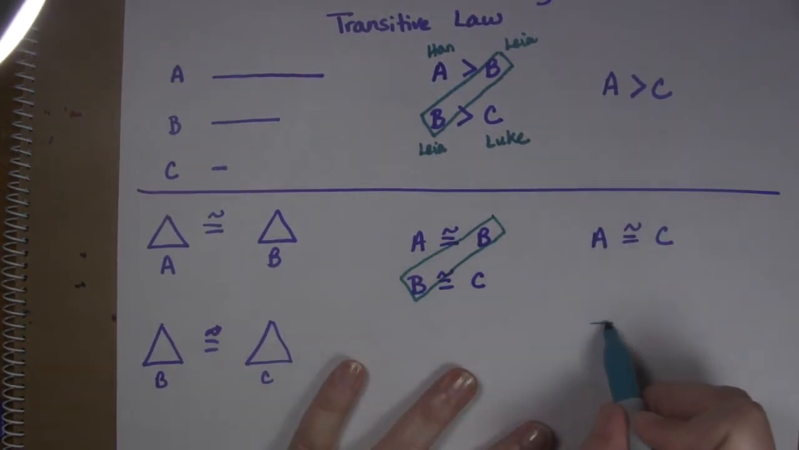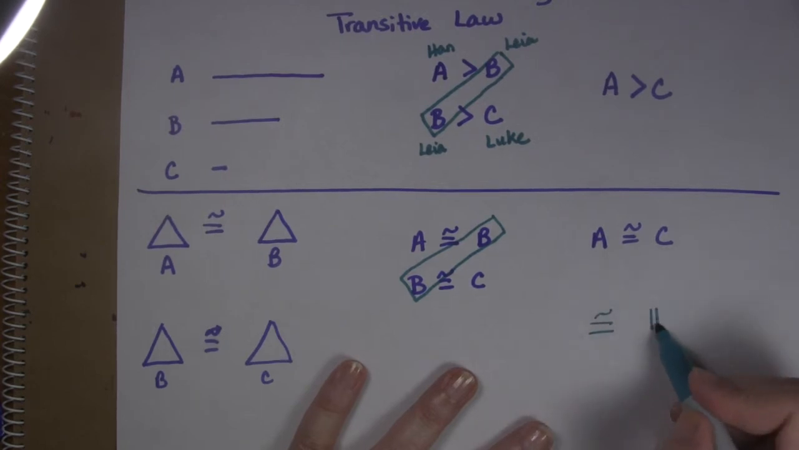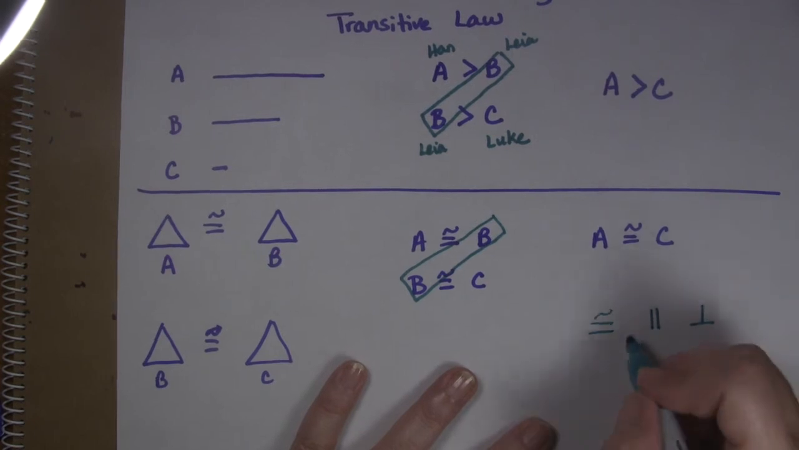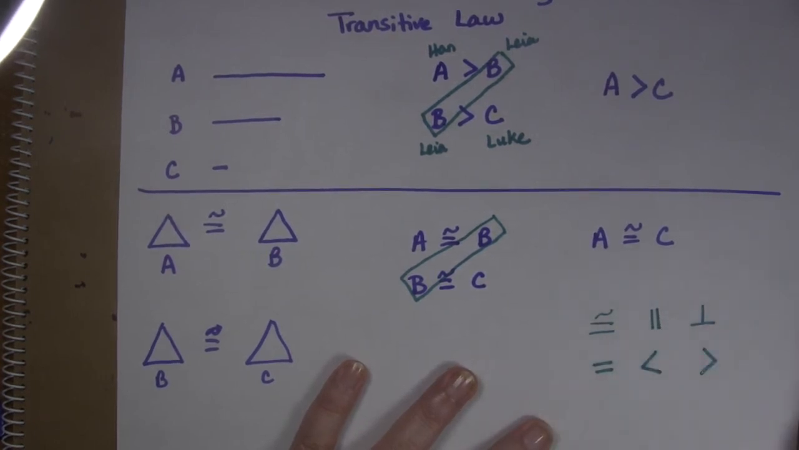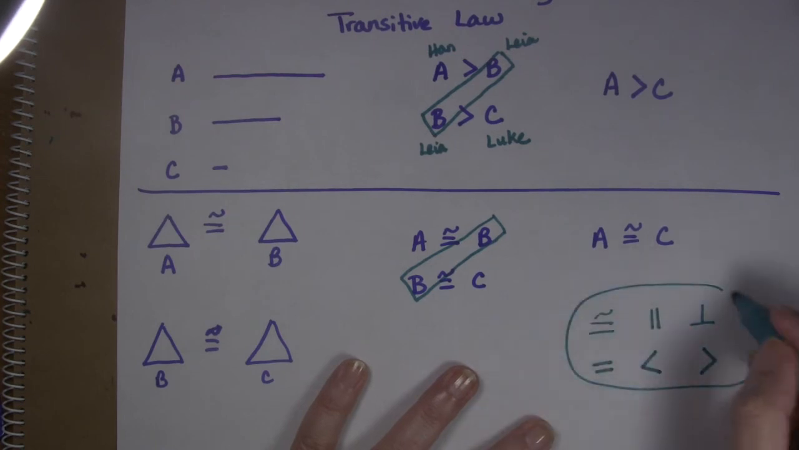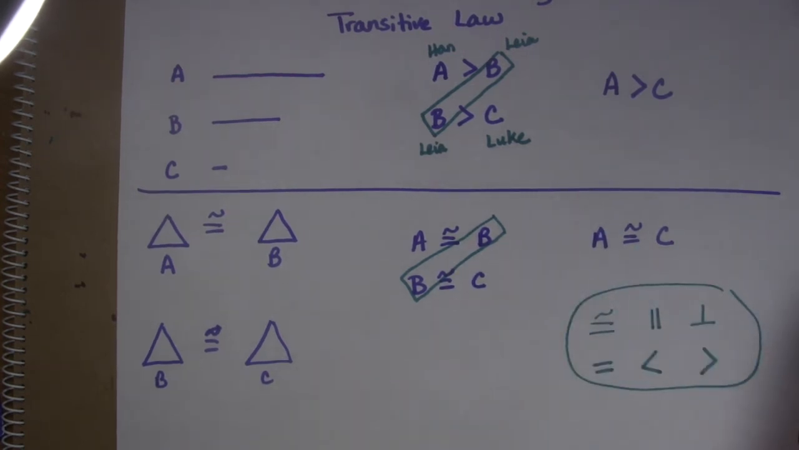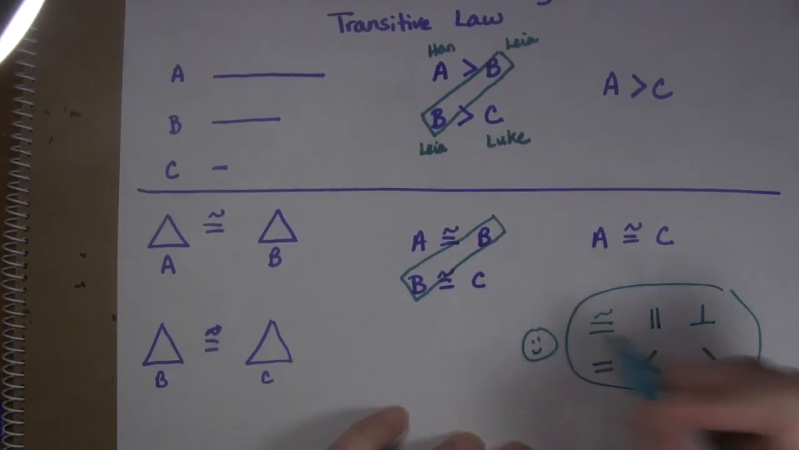But for things like congruency and parallel and perpendicular and equals and is greater than or is less than, in all those cases, our transitive law works just fine. And this makes us happy.